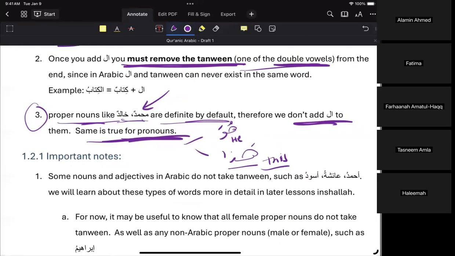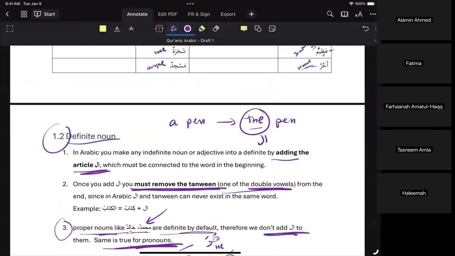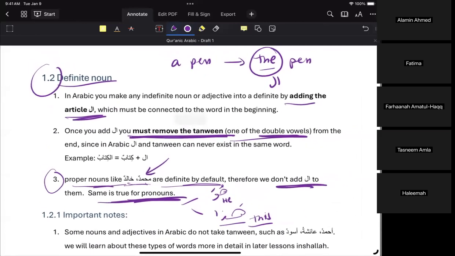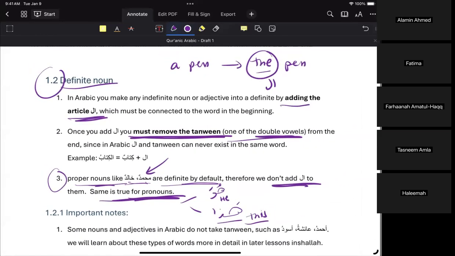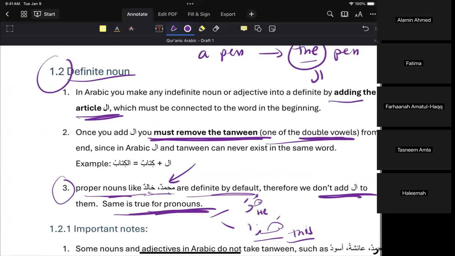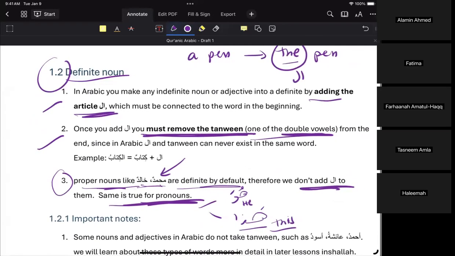Now, does it make sense? So far you understand? It's extremely simple, guys. Making anything into definite with alif lam is very simple. Just remember, alif lam needs to be connected, and you better remove the tanween. That is an absolute must.